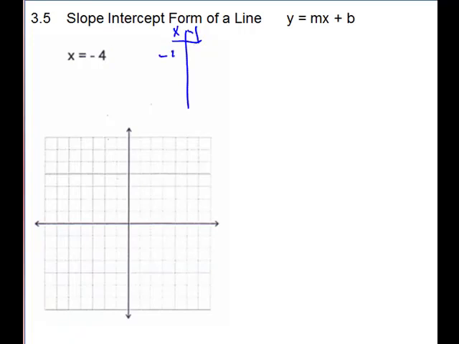Our x has to be negative 4. Any y we want. And so negative 4, 0. Negative 4, 1. Negative 4, 2. So it is a vertical line. What is your slope on a vertical line? It is undefined.